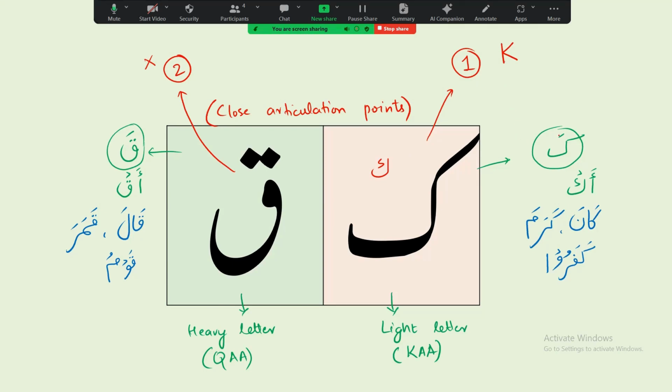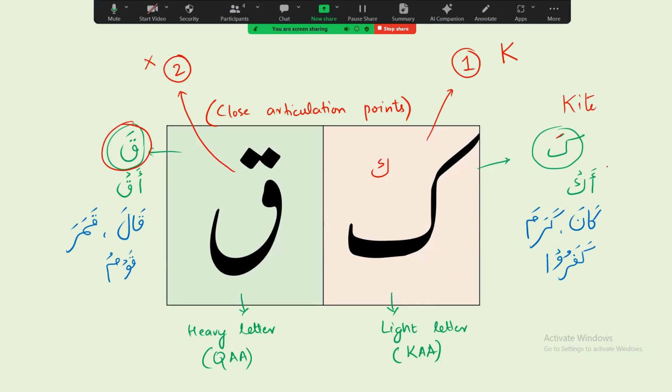So let's take the first one. If we place a fatha on the first alphabet of kaf, the sound will be like ka, ka. Like we say, kite in English or something like that. For the second alphabet, if we place a fatha on top of it, that will make a sound like qa, qa. So what is the difference? With the sound, you can hear that the first alphabet is a light alphabet, right? Even though the articulation is different in these two, there is another difference: the first is a light alphabet and the second one is a heavy alphabet.